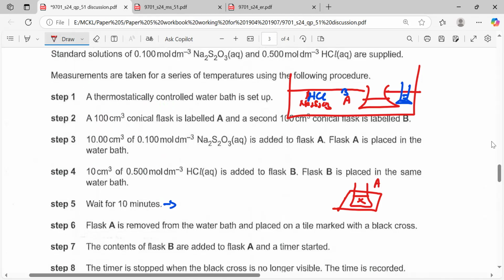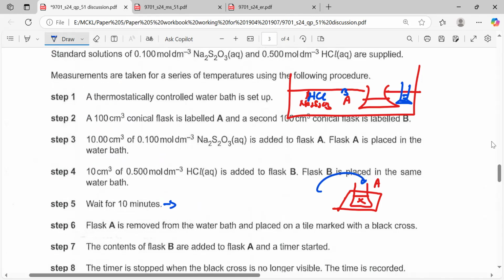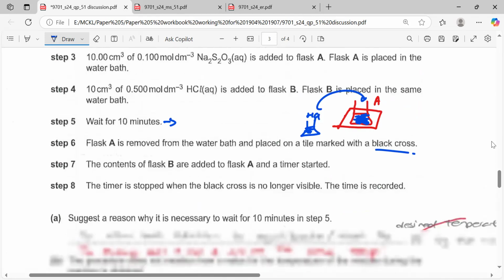And then the contents of flask B are added. Immediately you add your HCl in, which is flask B. That is where you start to see the formation of the yellow or off-white suspension, or pure yellow precipitate. You record the time when the black cross disappears. So when the contents of flask B are added to flask A, the timer is started, and the timer is stopped when the black cross is no longer visible.